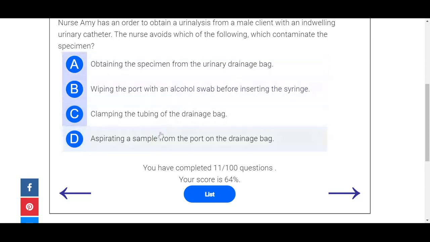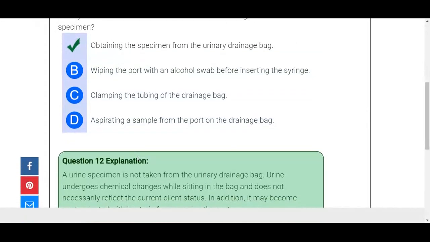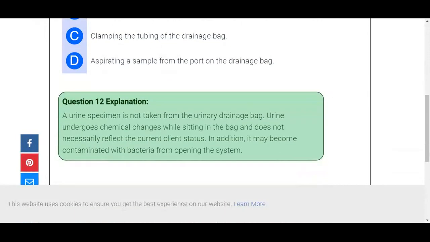Okay. Is it from port? Oh, it's about obtaining the specimen from urinary drainage bag. So a urine specimen is not taken from the urinary drainage bag. Urine undergoes chemical changes while sitting in the bag and does not necessarily reflect the current client status. That is very true. So when we have to undergo diagnostic tests, such as urinalysis, we should not take the urine specimen from the urinary drainage bag because there are already chemical changes there.